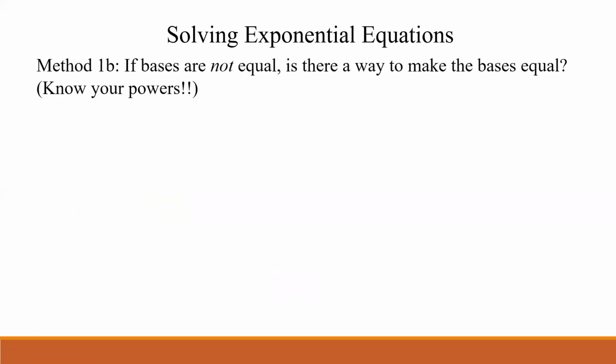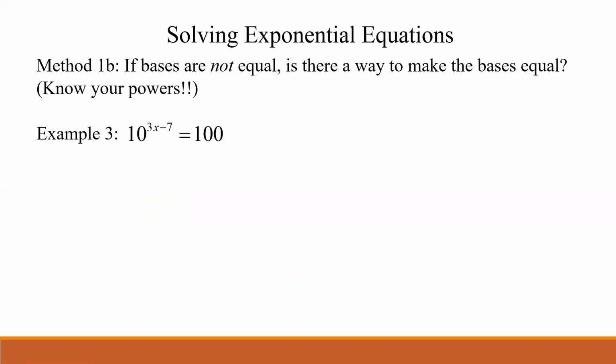But what if the bases are not the same? This is what I call method 1B. Then you have to think to yourself, is there a way that I can rewrite it so that the bases will be the same? The key part of this is know your basic powers. Know your second, third, and fourth powers of like 1 through 5. And you should be able to get these pretty quickly.